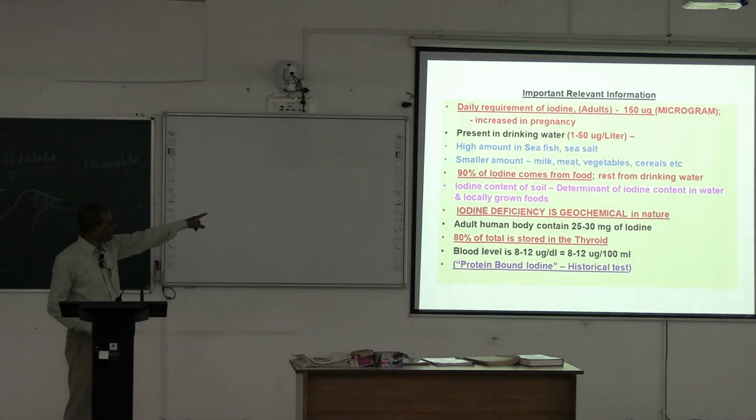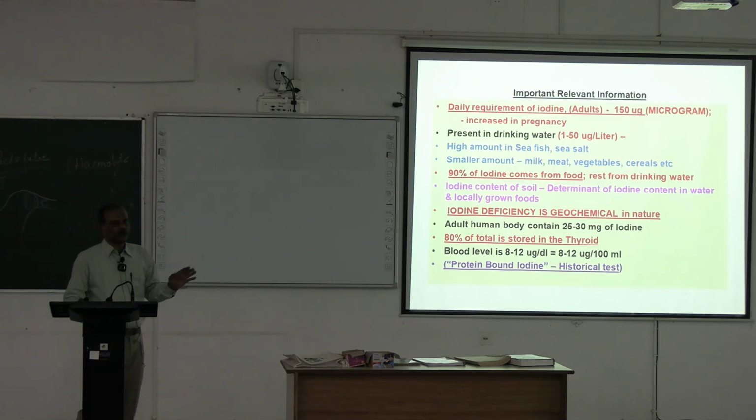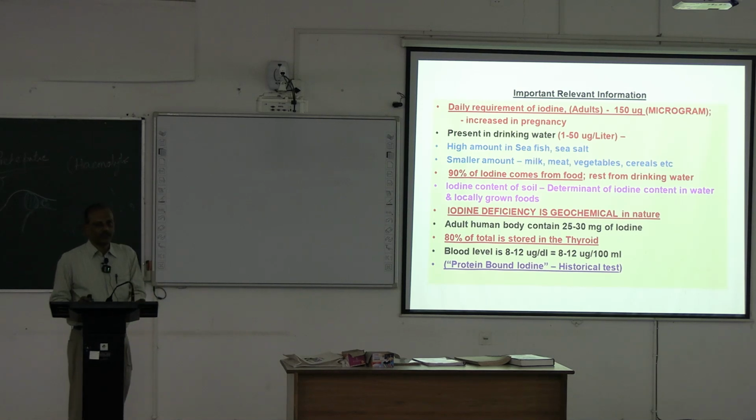So some relevant information, only whatever I have written in the underlined red, that you note down. Daily requirement of iodine. It is 150 microgram. There is a range between 100 to 150. The latest book of community medicine recommends 150. So 90% of the iodine comes from food and the rest from drinking water.